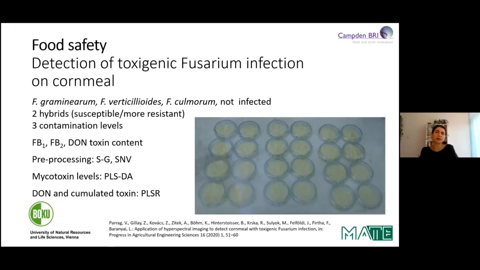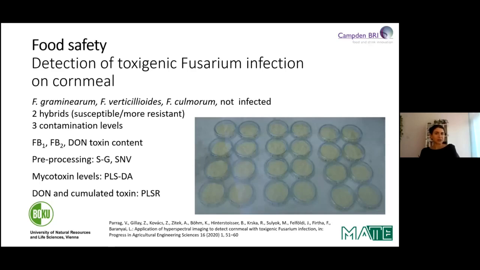In a former experiment, artificially infected and not infected cornmeal samples have been studied. So I used these three different Fusarium species for the manual infection, and these were measured using a pushbroom instrument between 900 and 1700 nanometers.